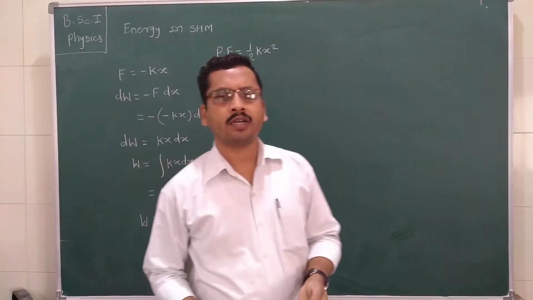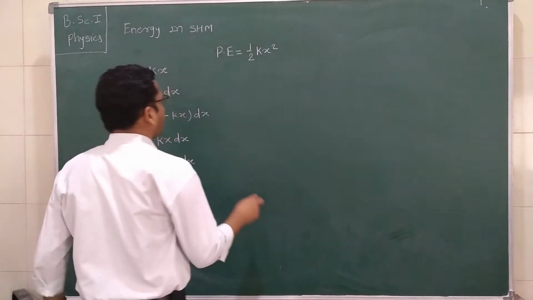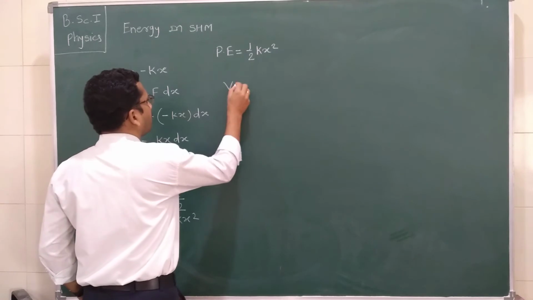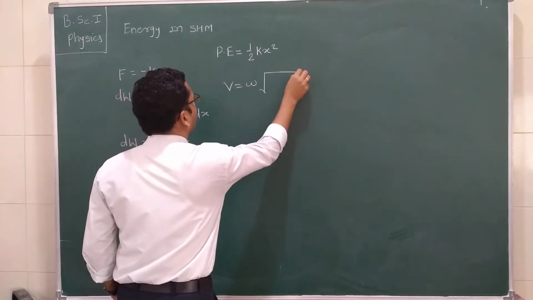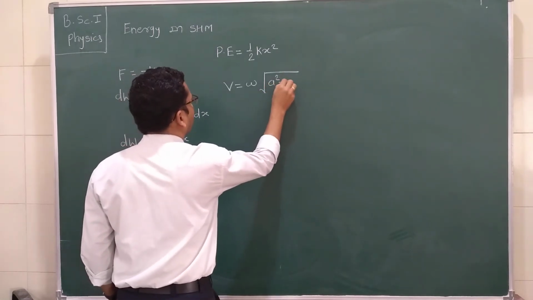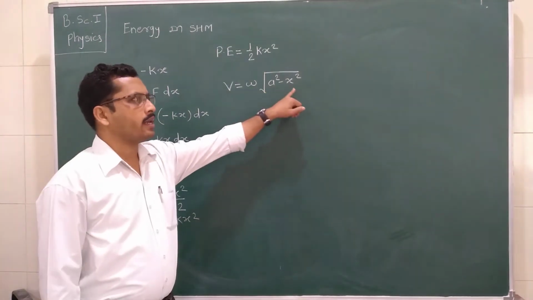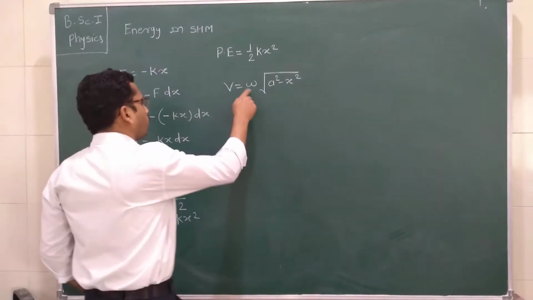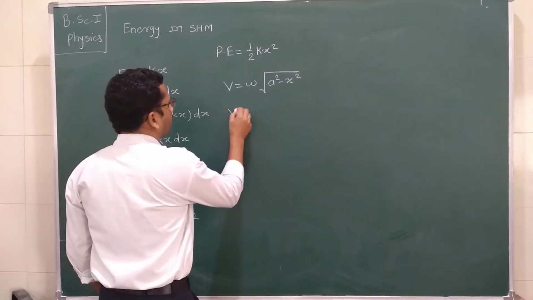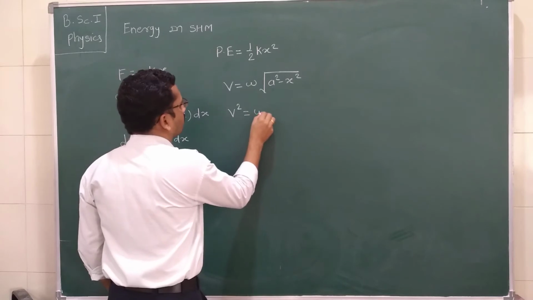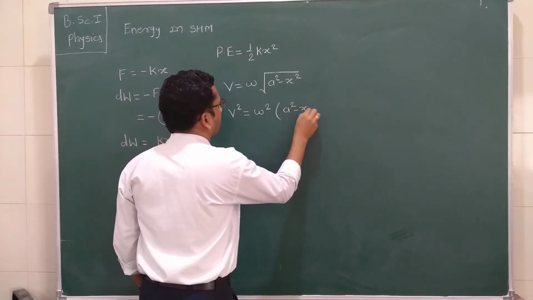Now we are moving towards the kinetic energy of a particle. But we know, what is the velocity of a particle performing simple harmonic motion? V is equal to omega under root a square minus x square, where a is the amplitude, x is the displacement, and omega is the angular velocity. So if we square this equation, v square is equal to omega square in bracket a square minus x square.